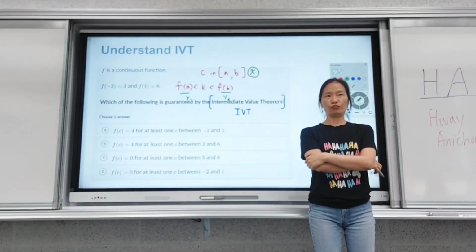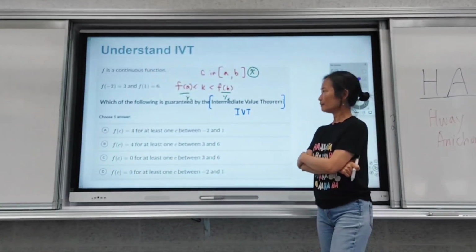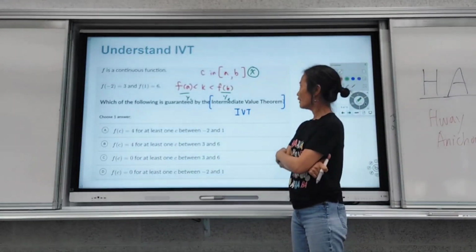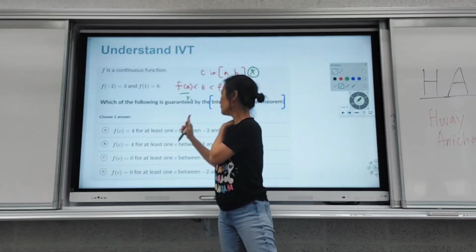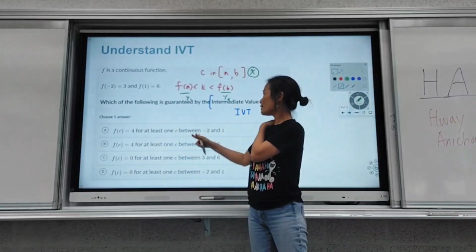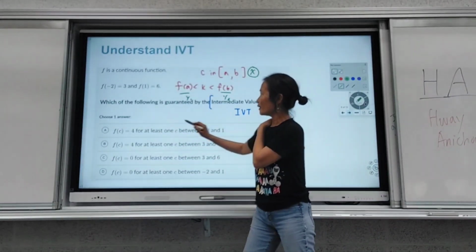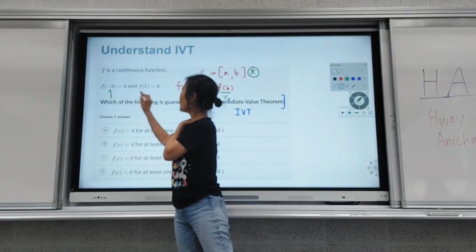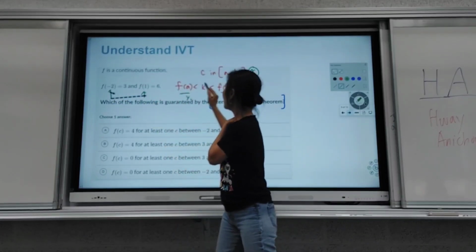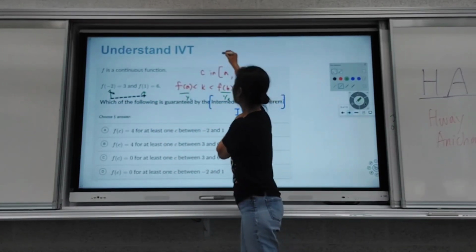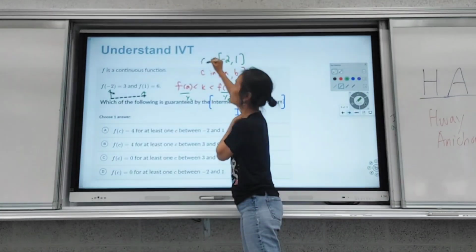Which one is true? A? Let's look at A. It says IVT guarantees that f of c equals 4 at least one c within -2 and 1. So yes, this is the x value, right? So the interval is between -2 and 1. C has to be in here.